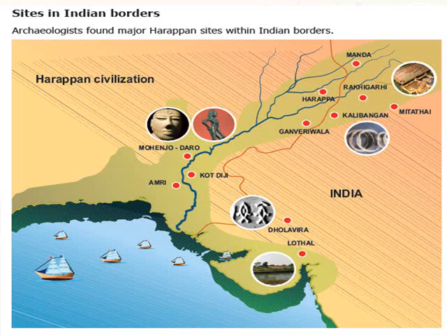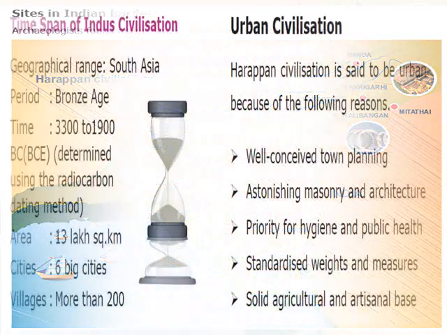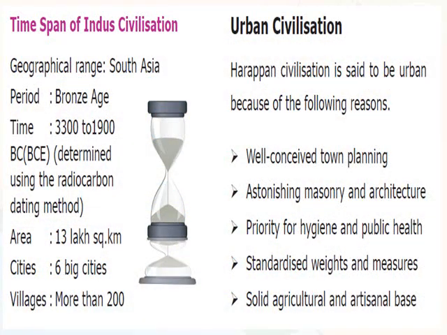Now children, let us learn about the time span of Indus civilization. The geographical range was South Asia. The period was Bronze Age. The time, that is 3300 to 1900 BCE, determined by radiocarbon dating method. Area was 13 lakh square kilometers. Cities, there were 6 big cities. Villages, more than 200. Harappan was considered as an urban civilization because of the following reasons.